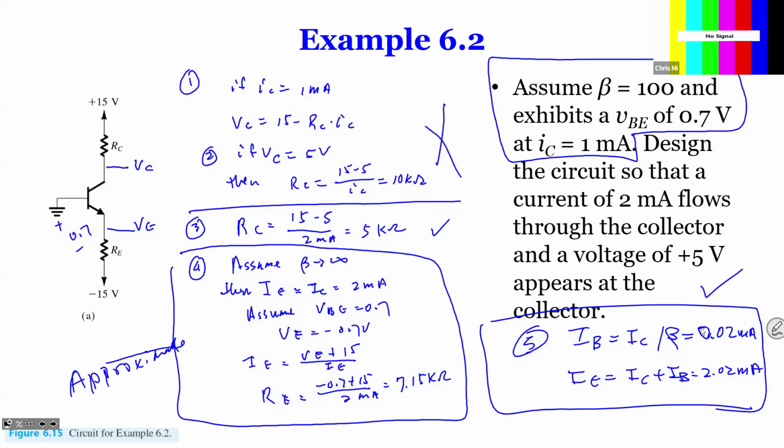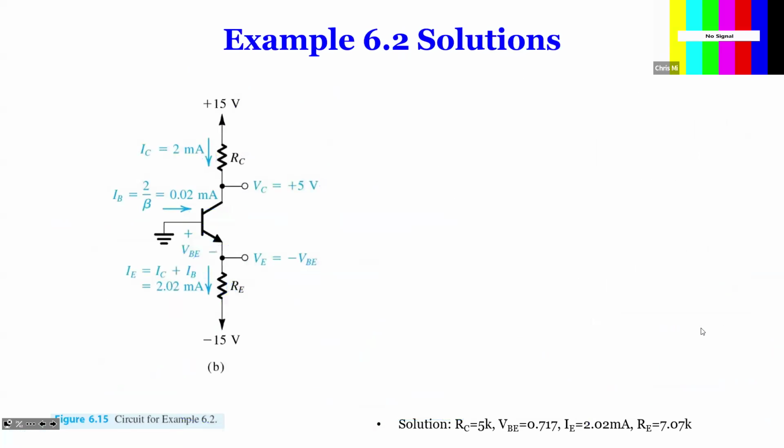It's not accurate. We still haven't found RE. We found IE, which is 2.02, so what I'm saying is that this number is correct, but we have not found RE yet. The RE we found here is not accurate. It's an approximate solution, right? So how do we find the accurate solution?